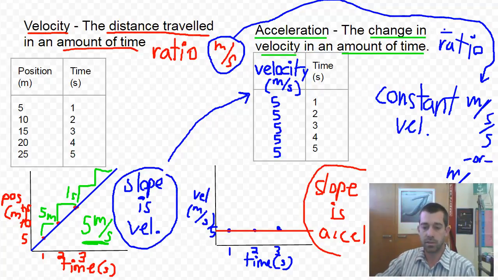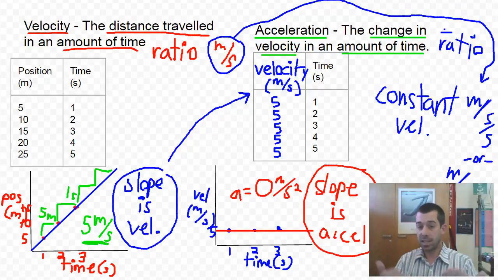Okay, so this slope is acceleration. Now if we look at this line, we can see that the slope is 0. It's not going up, it's not going down, it's horizontal. And so the acceleration in this case would be 0 meters per second squared. We are not gaining any velocity, we're not losing any velocity, it is constant velocity. So we write that as 0 meters per second squared.